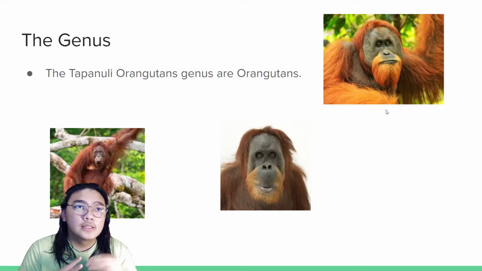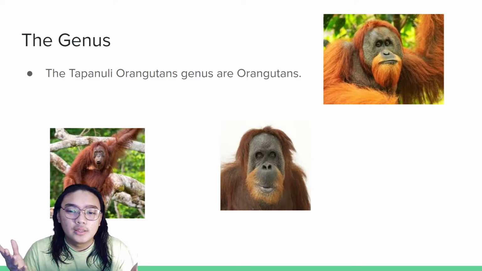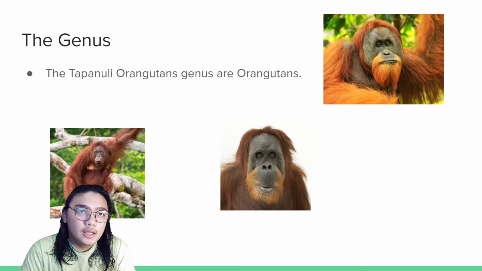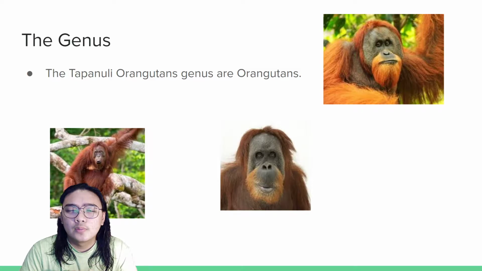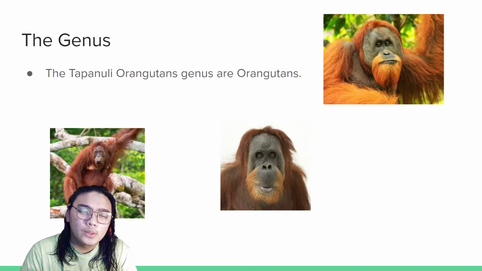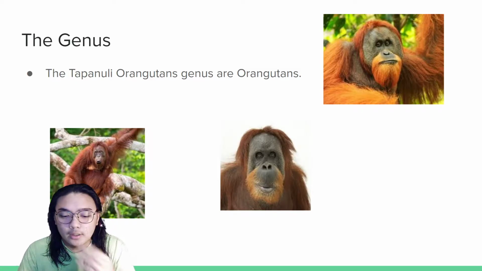Their genus is the Tampanuli orangutans. It's in the name already. They're from the orangutan genus, and the orangutan genus, I think, is from the Pongo. Yeah, Pongo. I'm sorry if I pronounce anything wrong.